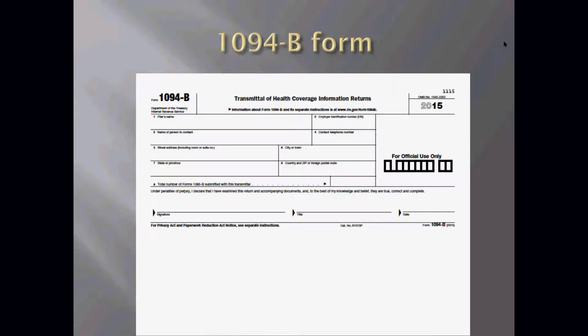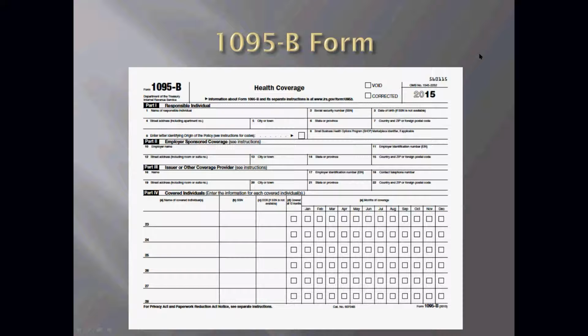So the form on your screen right now is a 1094B form. This is basically just a cover sheet for the IRS. This is what the fully insured carrier is going to send on your behalf. It just has the name of the person at the insurance company who's going to take care of this for you, how many forms are being sent, and when they're sending them. The 1095B form shows our covered individuals, who the employer was, and how many months those folks were actually covered.